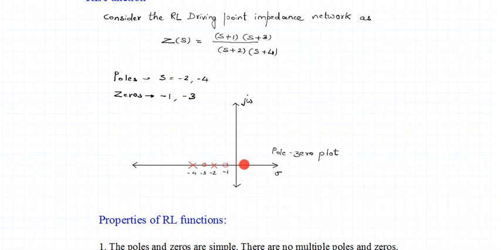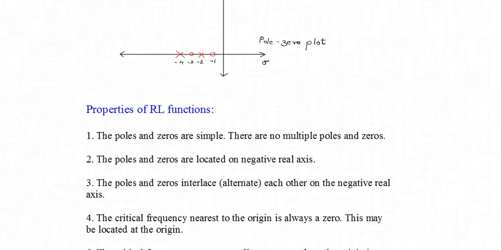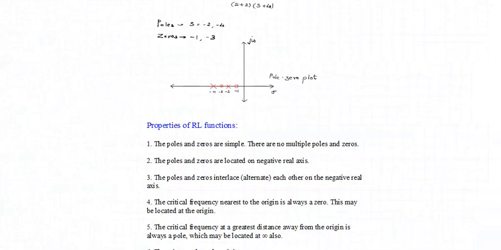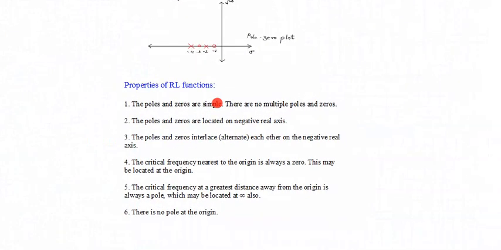Now what do we observe? With this pole zero plot, we will analyze the RL functions. What are the characteristics of these RL functions? So the first characteristic that we observe is that these poles and zeros are simple. They are not complex, they are simple. There are no multiple poles and zeros. At a particular location, there is only one zero or single pole. There are neither multiple poles, nor multiple zeros at a single location.